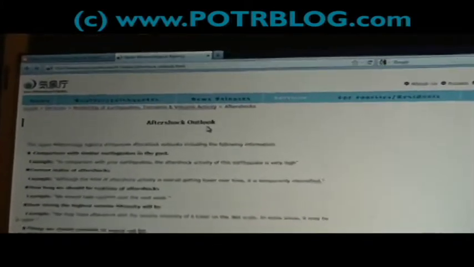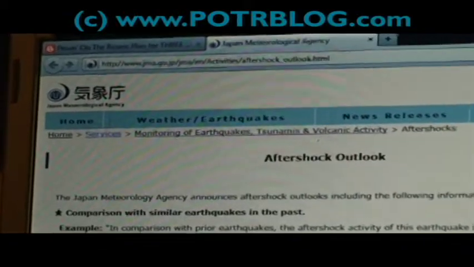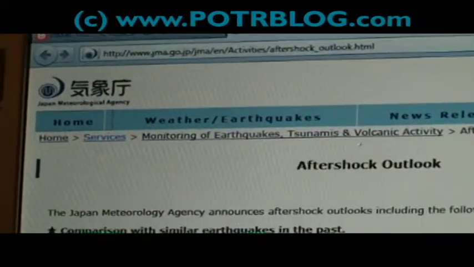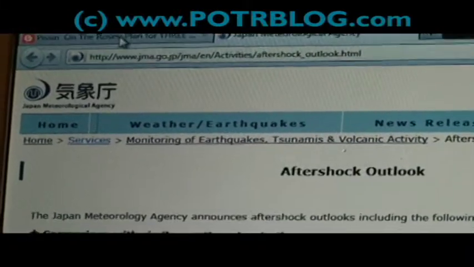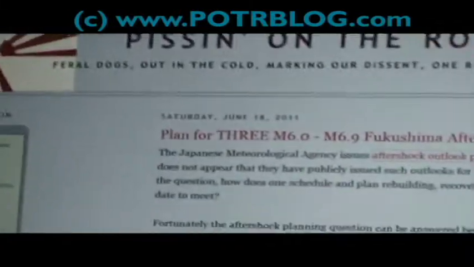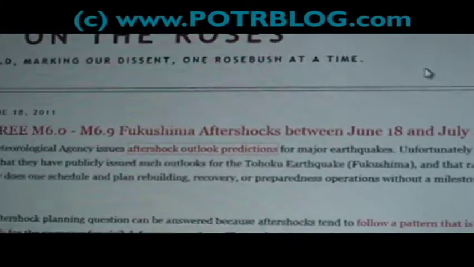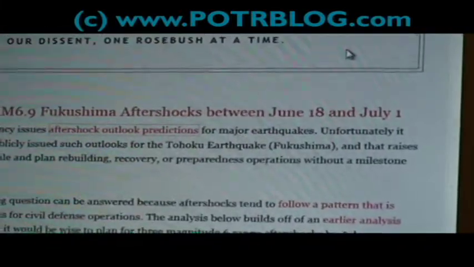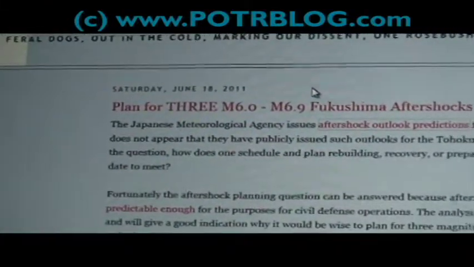And first thing I wanted to show you is from the Japanese Meteorological Agency. They typically offer aftershock outlooks on large earthquakes, but for some reason they haven't been posting them for this Fukushima quake. So I thought I'd use a little bit of analysis to give you an idea of how one can schedule and plan for aftershocks. And this is a post I put up on June 18th.